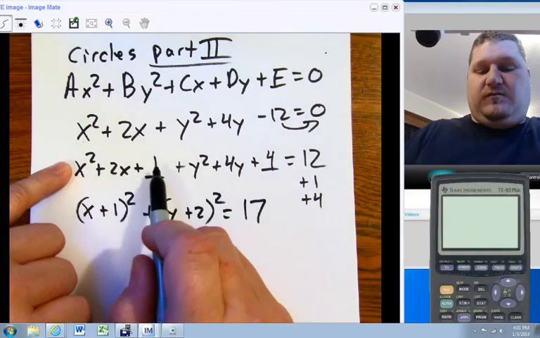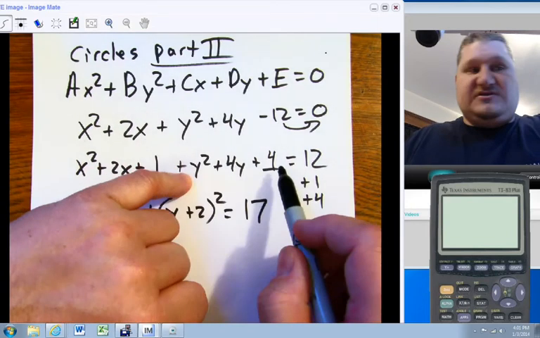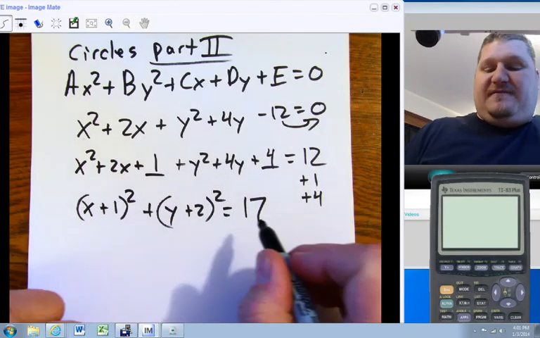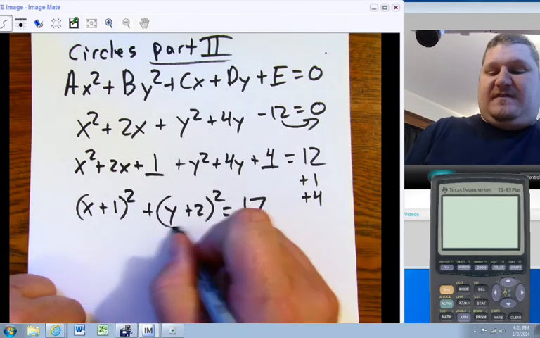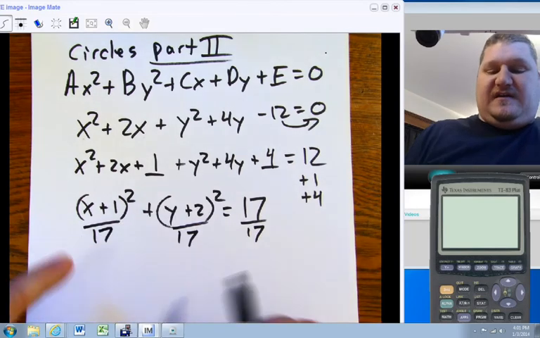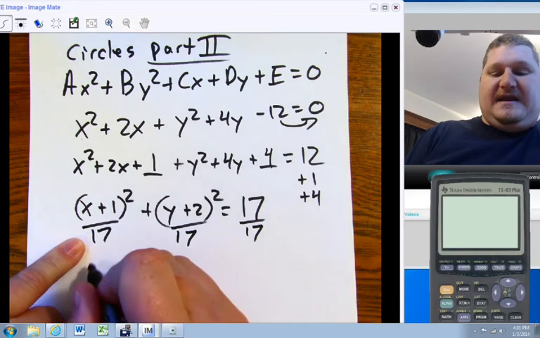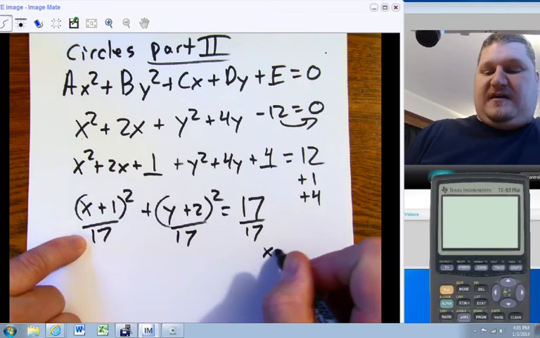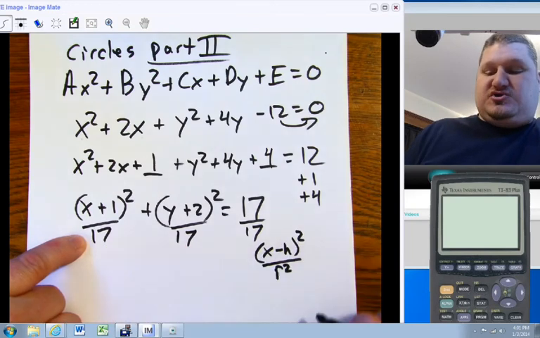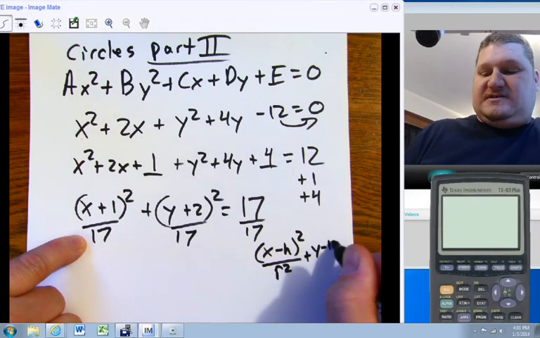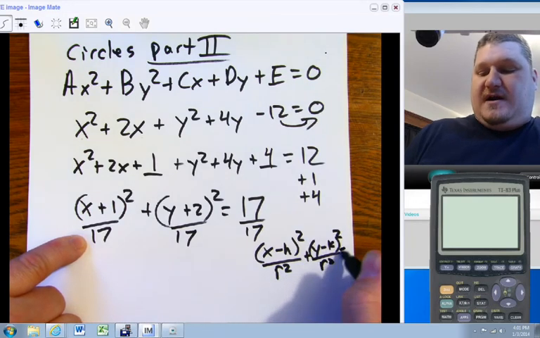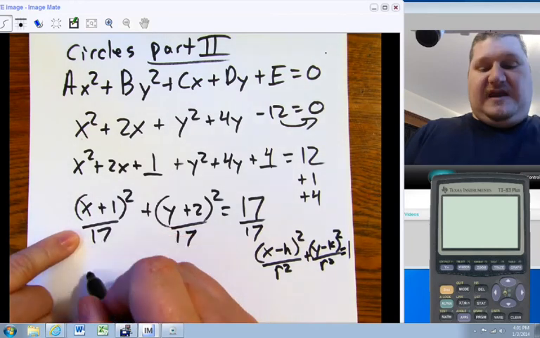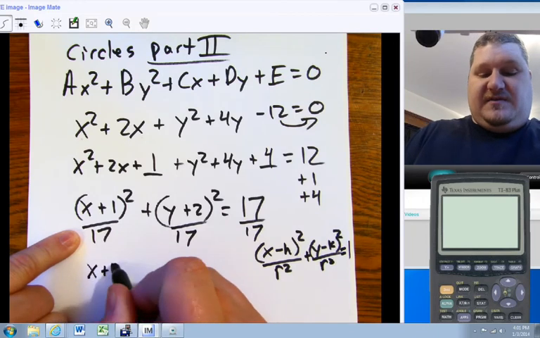Again, x plus 1 is x plus 1 squared. Y plus 2 is y plus 2 squared. Now, if we have this, that means all we have to do is divide everything by 17 and we're all set. You say, whoa, wait a minute, what about radius? The radius is the square root of that thing because it's over r squared. x minus h, the quantity squared over r squared, plus y minus k, the quantity squared over r squared, equals 1. Well, you're right. In this case, we're going to need to find the square root of 17. And in fact, I would leave it the square root of 17.